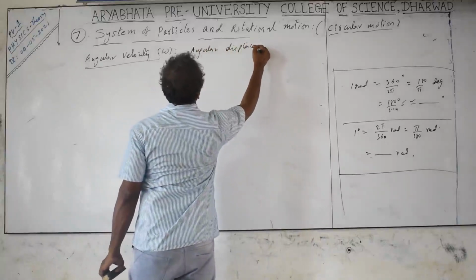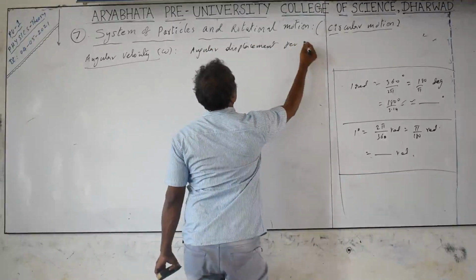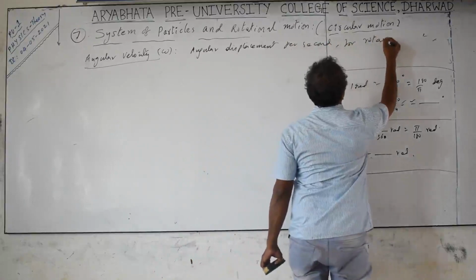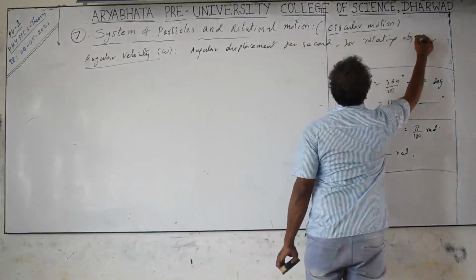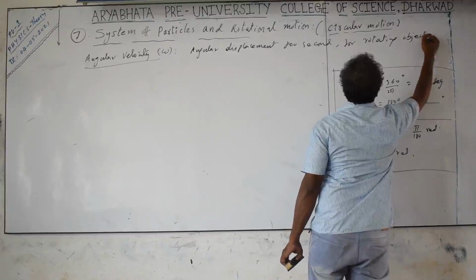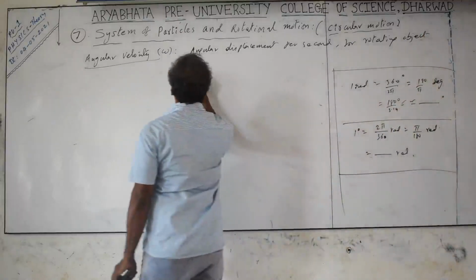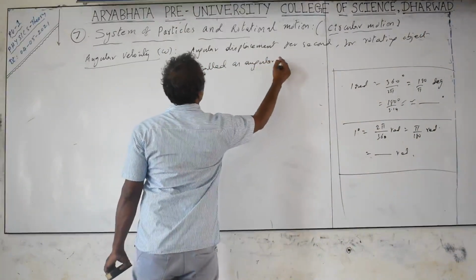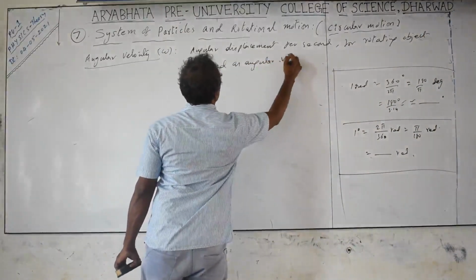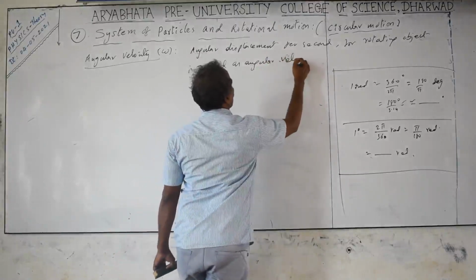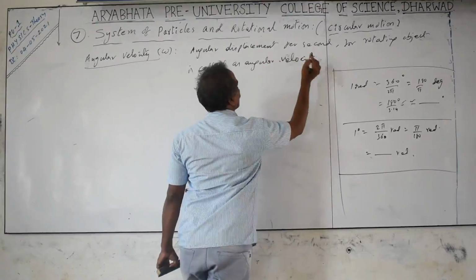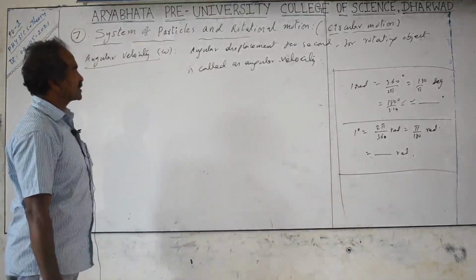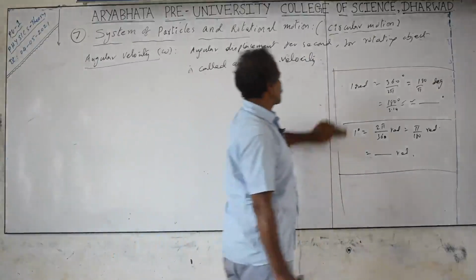Angular displacement per second for rotating objects is called as angular velocity. Angular displacement per second for rotating object is called as angular velocity.